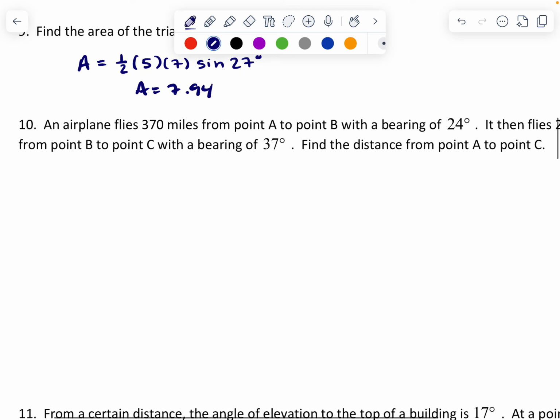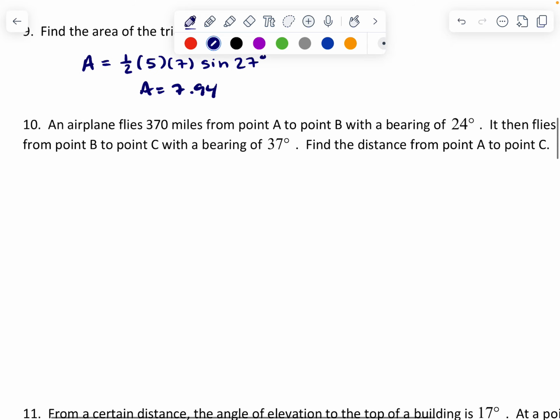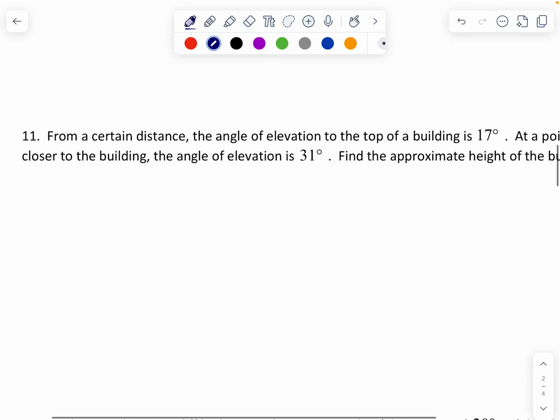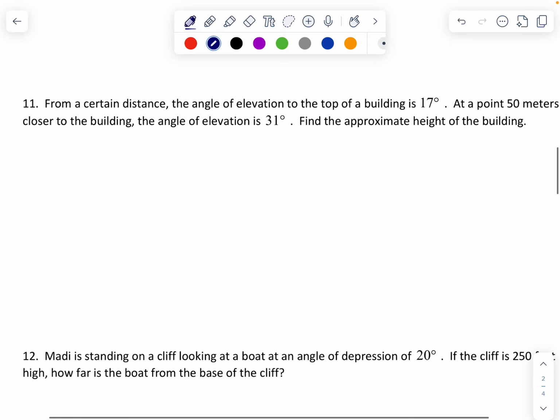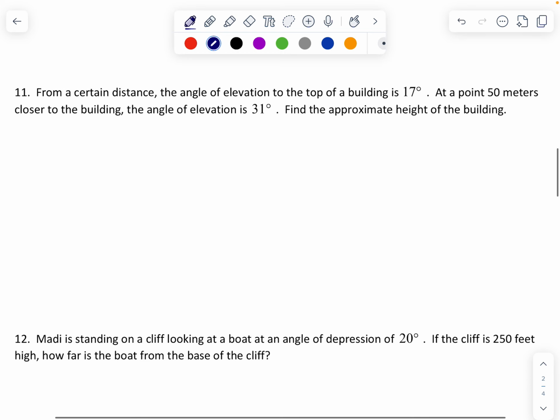All right, remember you guys, for number 10, I said don't worry about the airplane bearings. But let's look at number 11. So it says from a certain distance, and you guys, I did this one with you in class, so I'm going to do it again, but really you should have this answer already. So the angle of elevation to the top of the building is 17 degrees.